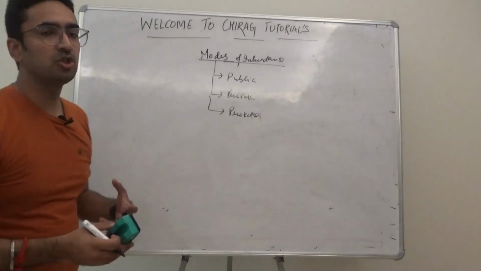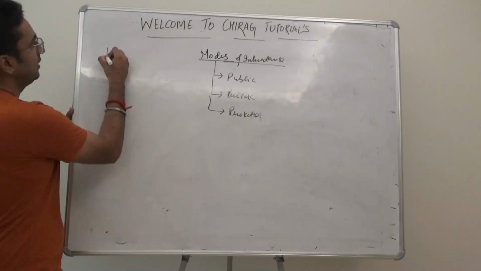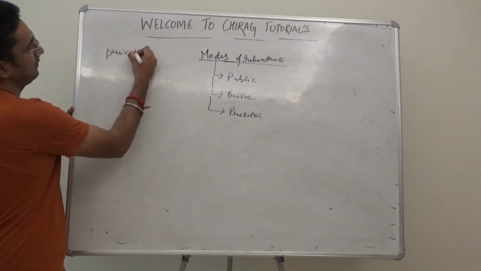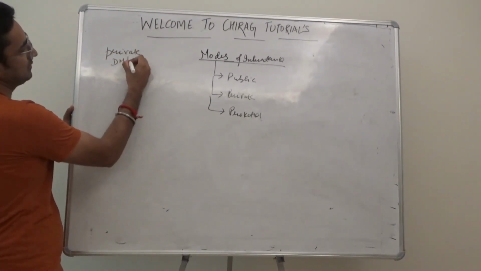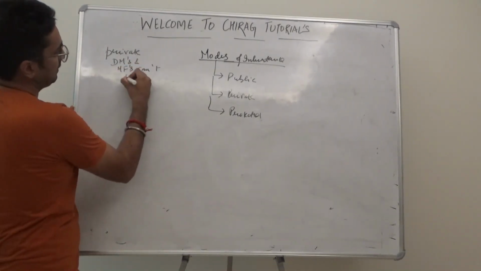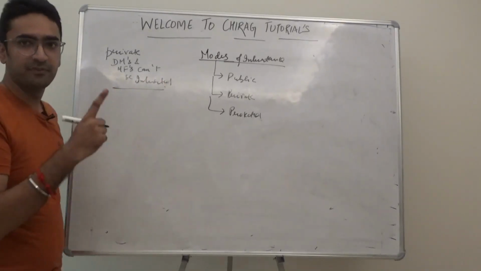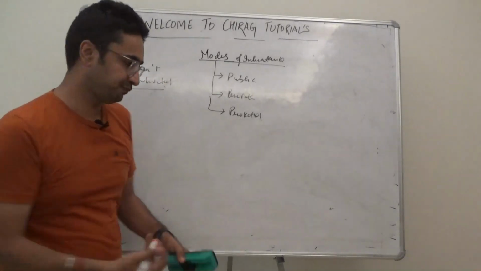So we have to remember the rules of inheritance. First rule is clear: private data members and member functions can't be inherited. They cannot be inherited. So what will public mode do?